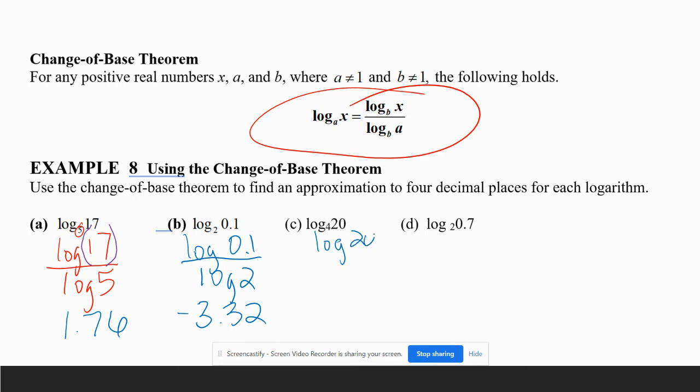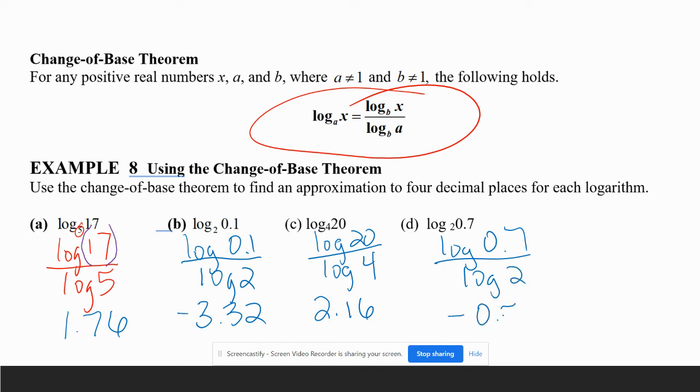This would be log 20 divided by log 4, which we would get 2.16. Log 0.7 divided by log 2 would be negative 0.51. Make sure that the change of base formula gets noted for your note card on your test.